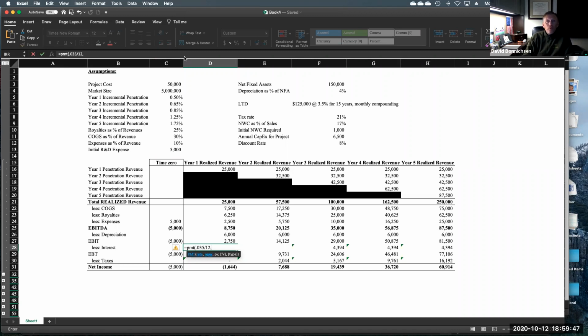It asks what number of periods, how many compounding periods do we have? Well, we have 15 years, but there are 12 compounding periods per year because we're on monthly compounding. So 15 times 12. We know the present value of the loan is $125,000. Remember, it's cash out, so minus 125. And what's the future value of a loan? Zero. You pay it off. At the end of the 15 years, the loan's paid off, so there is no future value. So we can close it out.